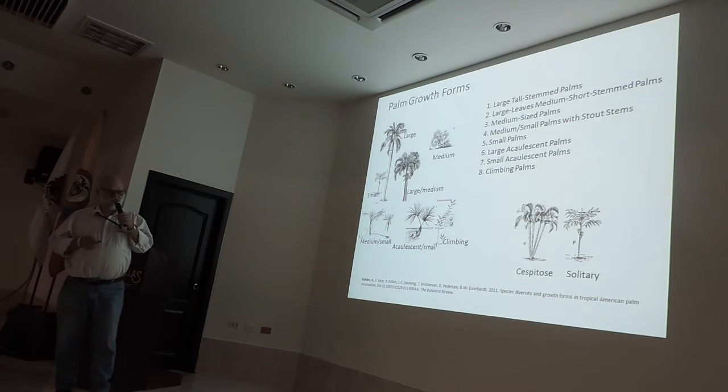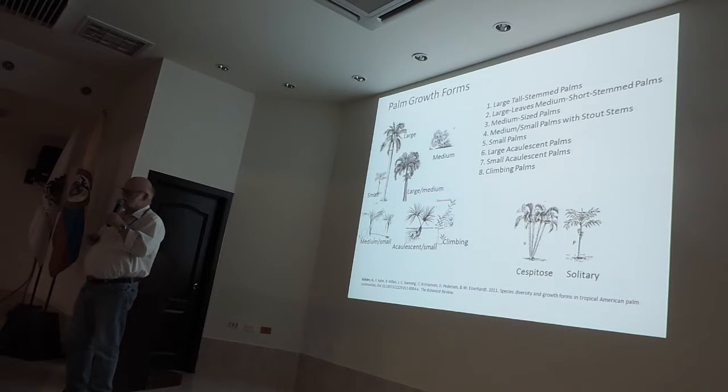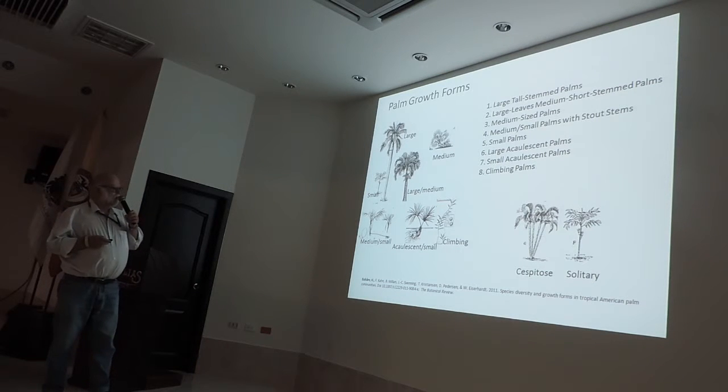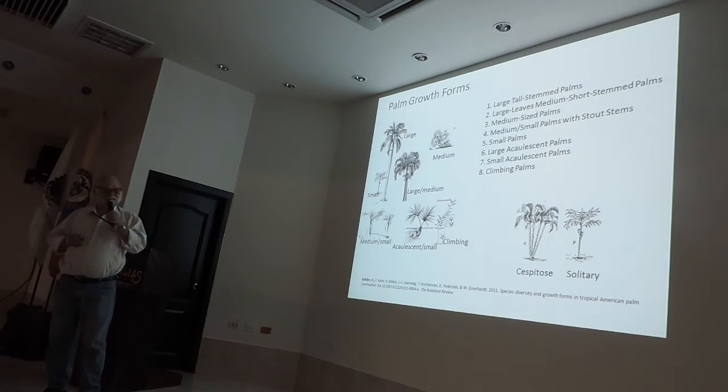Also, palms have a lot of different growth forms, as you can see here. And that means that they can occupy many different parts of the ecosystem, from the ground level to the canopy level, and also the climbing palms, of course, as we saw a lot of in Thomas's presentation.